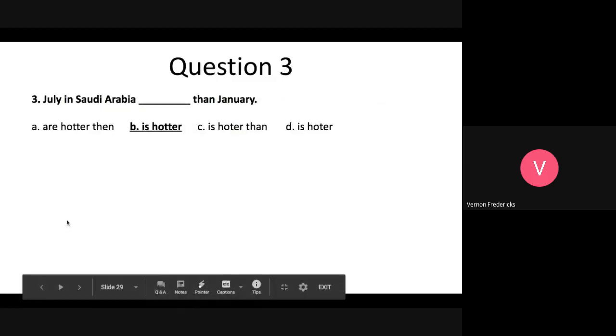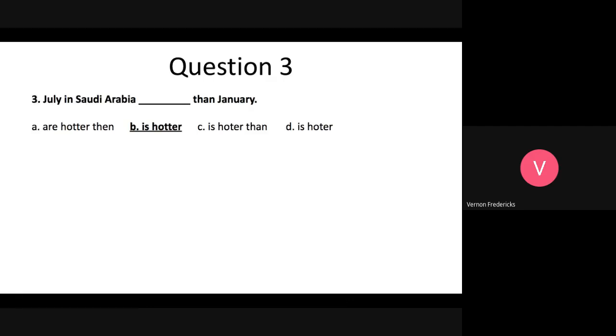Okay. July in Saudi Arabia is hotter than January. Okay, it's not number A, we don't say are hotter. We also don't say then, we already have than there. It's not number C, because we have to double the last consonant. And it's not D, is hotter, okay? Double the last consonant.